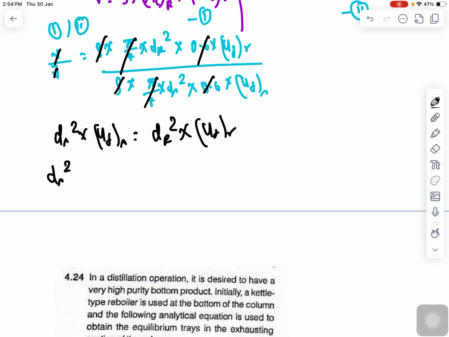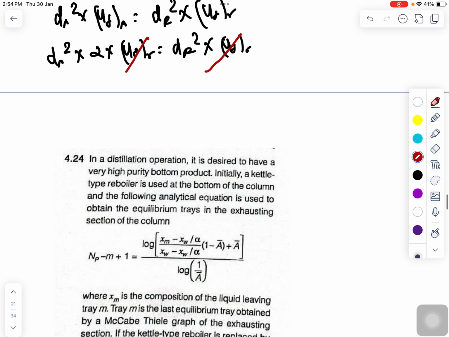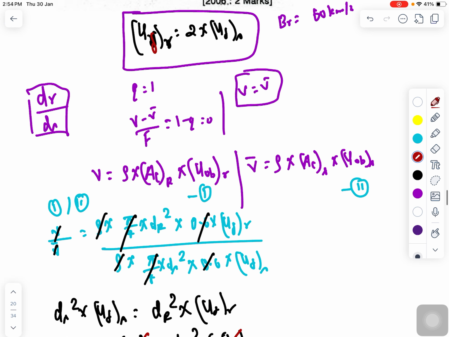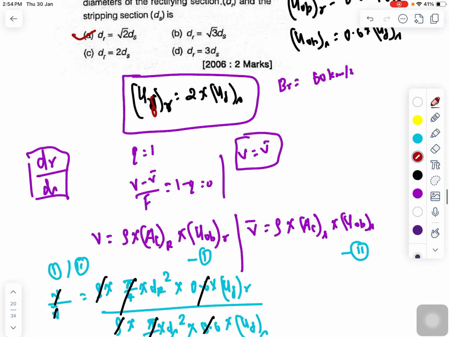So it can be written as Ds square multiplied with 2 multiplied with UFR, that is equals to Dr square multiplied with UFR. Now you can cancel it out. Finally this will get cancelled out. So finally you will get diameter of rectifying section will be equals to root 2 multiplied with diameter of stripping section. Is that clear? So from here you can see your option A will be your correct answer.